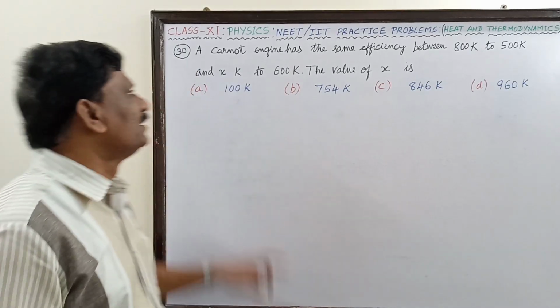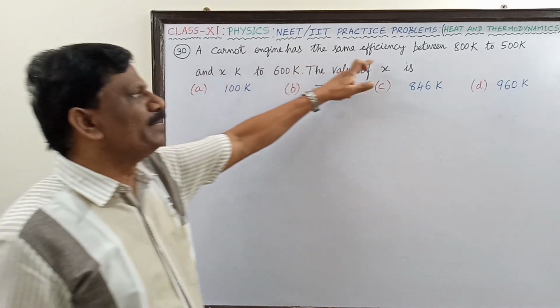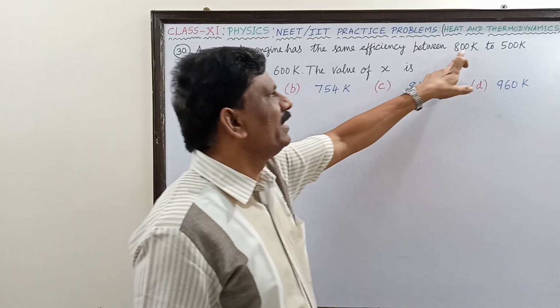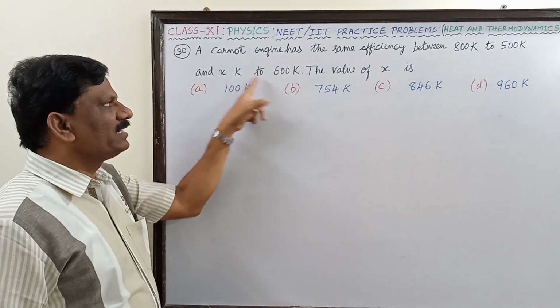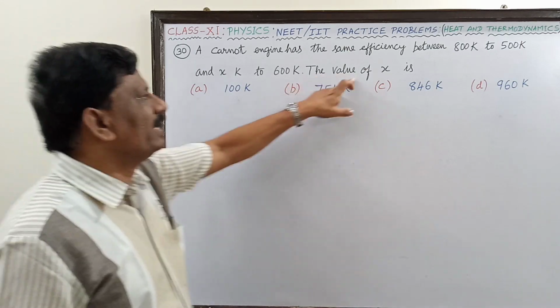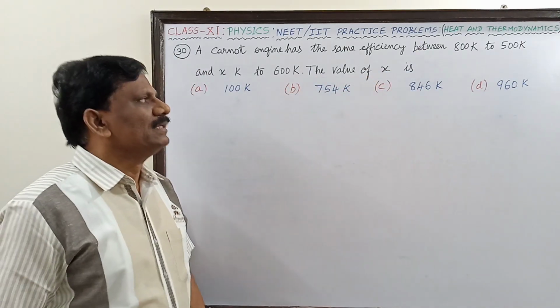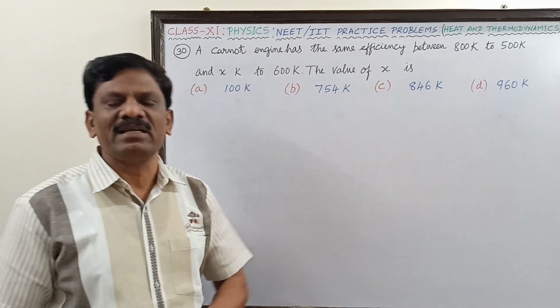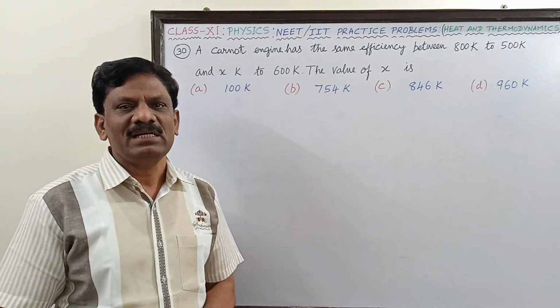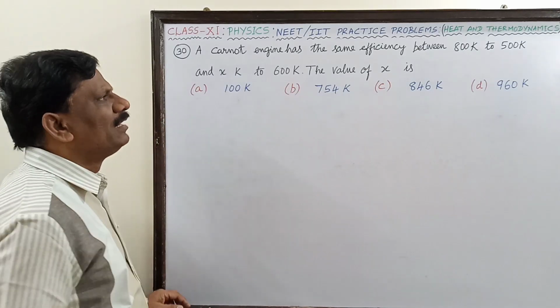Hi students, MCQ number 30. A Carnot engine has the same efficiency between 800 K to 500 K and x K to 600 K. The value of x has to be determined. A similar problem we have already solved. Such questions are repeatedly asked in the competitive exams, and it is a very easy and interesting numerical.